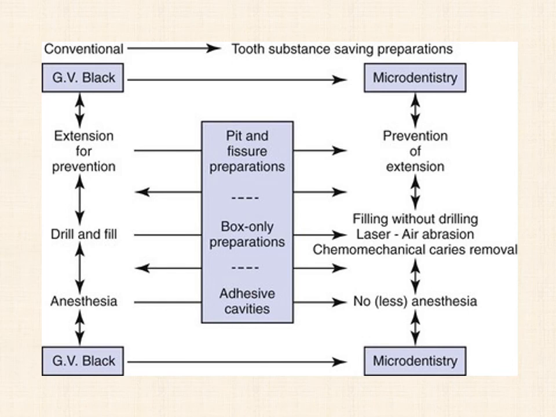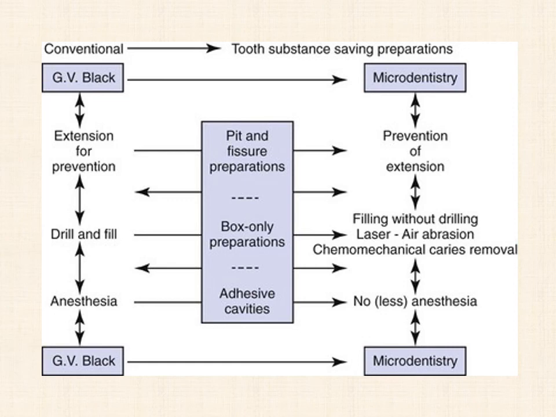So this is the move from conventional GV Black to microdentistry, that is, to tooth substance saving preparation. According to GV Black it is extension for prevention, while in microdentistry it is prevention for extension. Prevention for extension is, for example, pit and fissure sealants. Then we have drill and fill, that is box preparations only, versus filling without drilling: laser, air abrasion, chemomechanical caries removal.